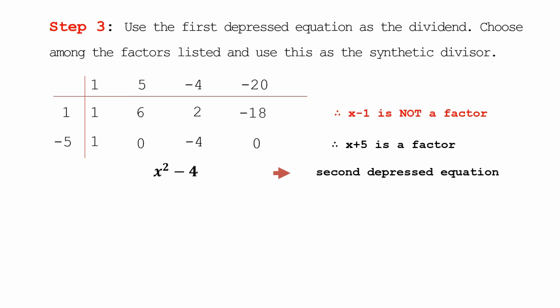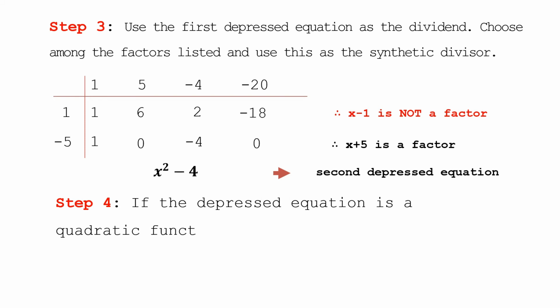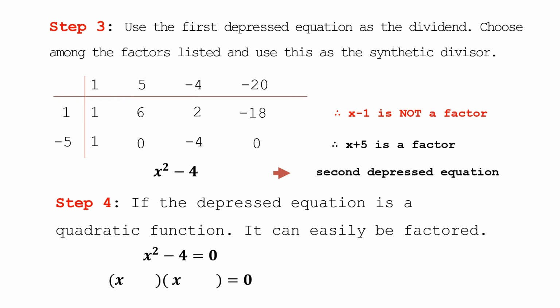From step number 3, we were able to get the second depressed equation. Now we will be using this second depressed equation to find the other factors. So let's proceed to step number 4. If the depressed equation is a quadratic function, it can easily be factored. Now, let us factor out x raised to 2 minus 4, equate that one to 0, and let's find for the factors. First step is you have to put two parentheses here and then we split x.